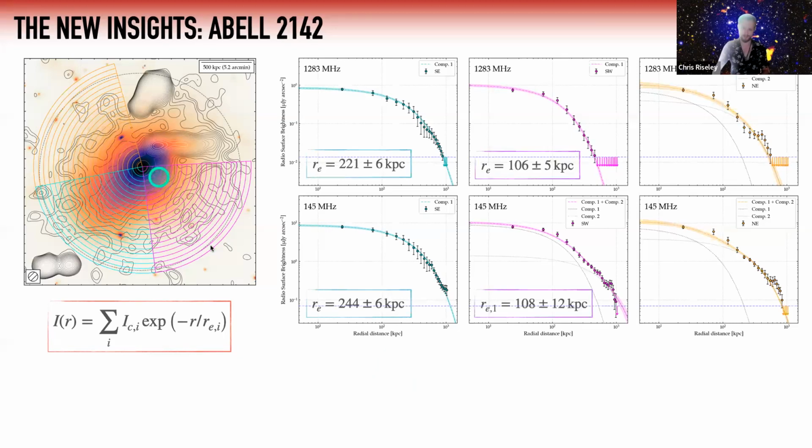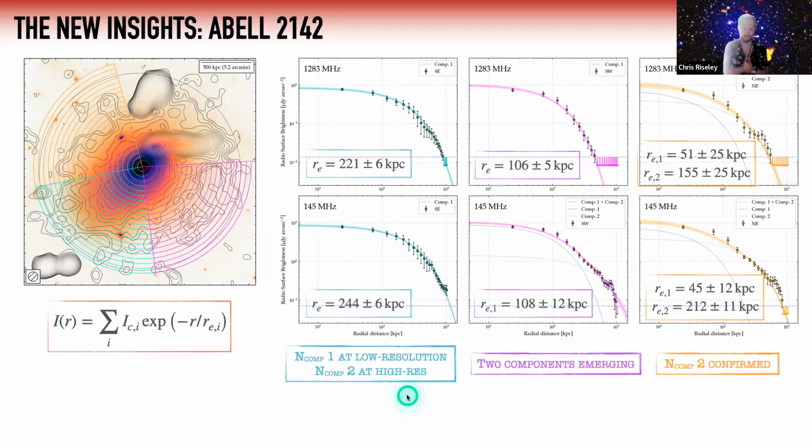Towards the southwest, instead, with MeerKAT, we only really see one principal component, but with LOFAR, we see a second component emerging at larger radii. And then finally, towards the northeast, where MeerKAT and LOFAR both detect extended emission on larger scales, we see clear evidence of two different components.